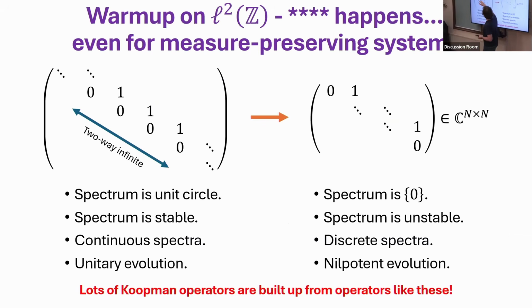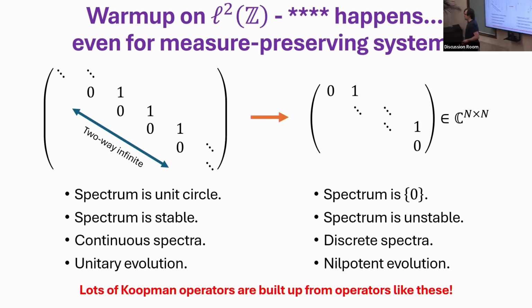Okay, what is this infinite two-way matrix doing? It's shifting back those coefficients. Okay, so it's a two-way infinite Jordan block. It's unitary. It's a really nice operator. Its spectrum is the unit circle. Okay, so that's that over there. Spectrum is stable.